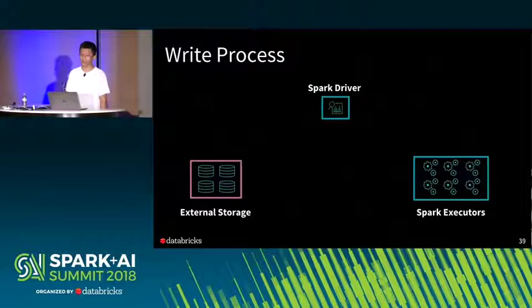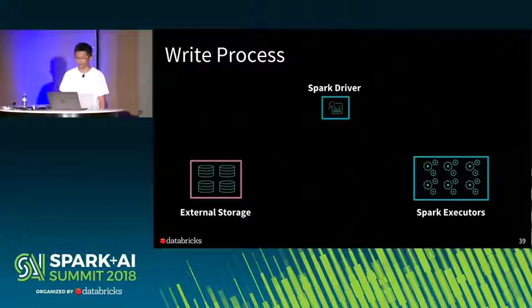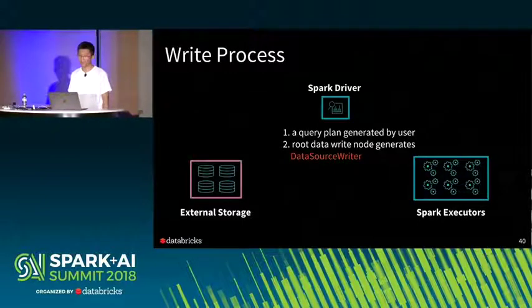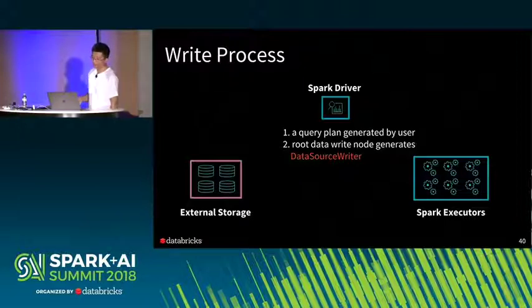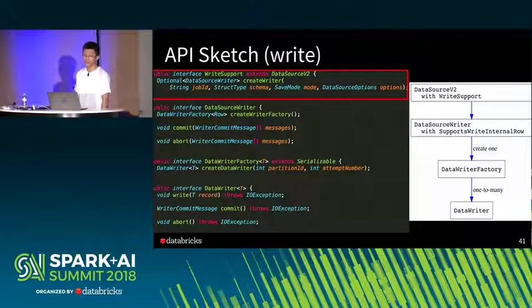Let's see more details with the process. So first of all, similar to the read process, on the Spark driver side, we will have a query plan that is generated by your front-end API, for example, a SQL statement, the insert into statement, or different writer API calls. And then the root node of the query plan should be an insert node. And this node will create a data writer during analysis. And this logic should be implemented by the WriteSupport.createWriter.